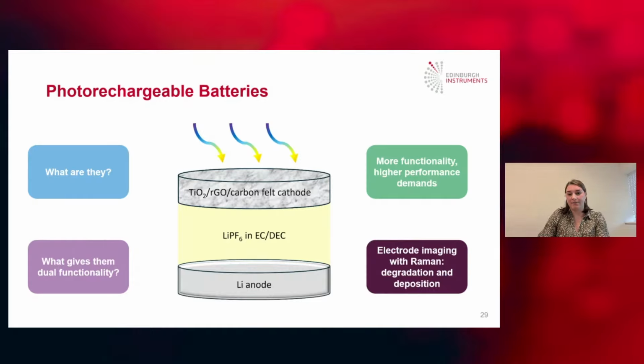electrode within the battery. In doing so, this combination imposes quite a high performance demand, which requires a long cycle life as well as the battery being very robust, because it must withstand both electrochemical cycling as well as photoexcitation from light harvesting, and that introduces a very unique and accelerated degradation pathway. So here they want to use Raman to understand the mechanics behind this and check the degradation and deposition on the electrode.